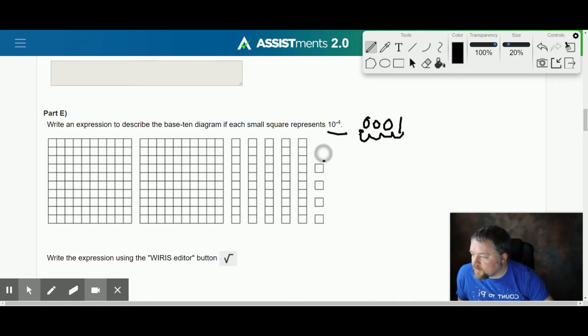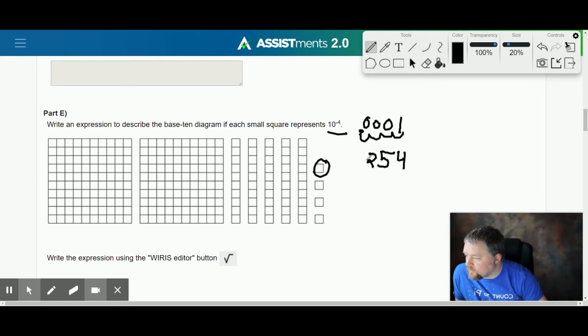So each one of these squares represents 0.0001. How many of those do we have? 4. These 10 blocks represent our next digit over. There are how many? I count 5. The 100 blocks are our next digit over. There's how many? There's 2.